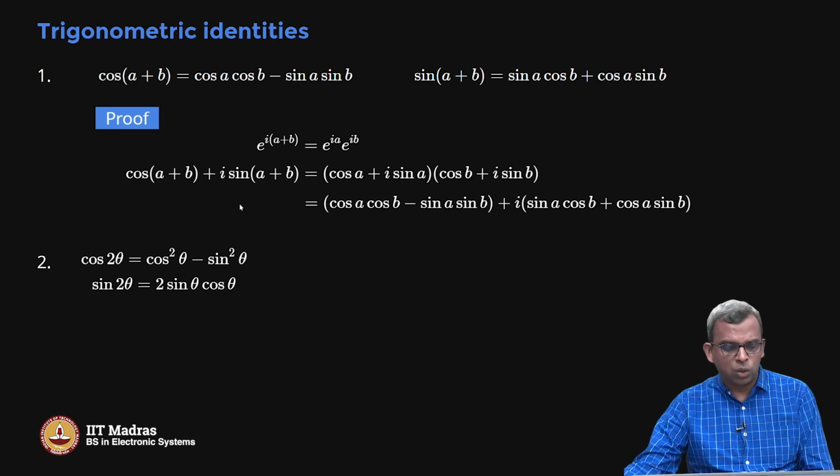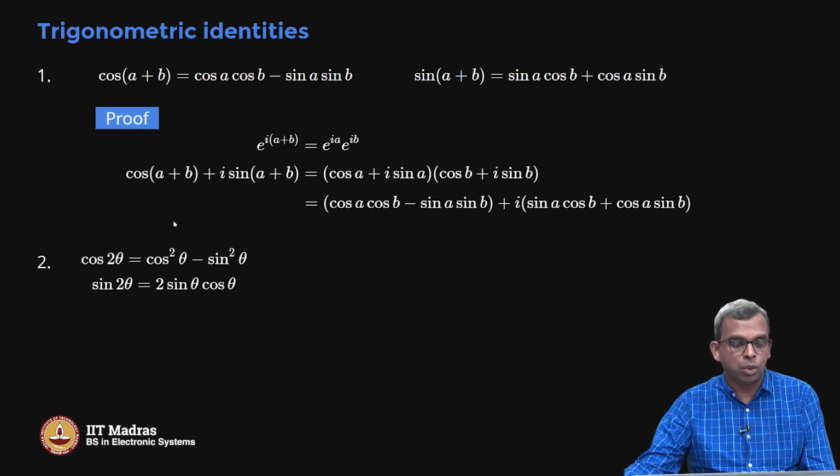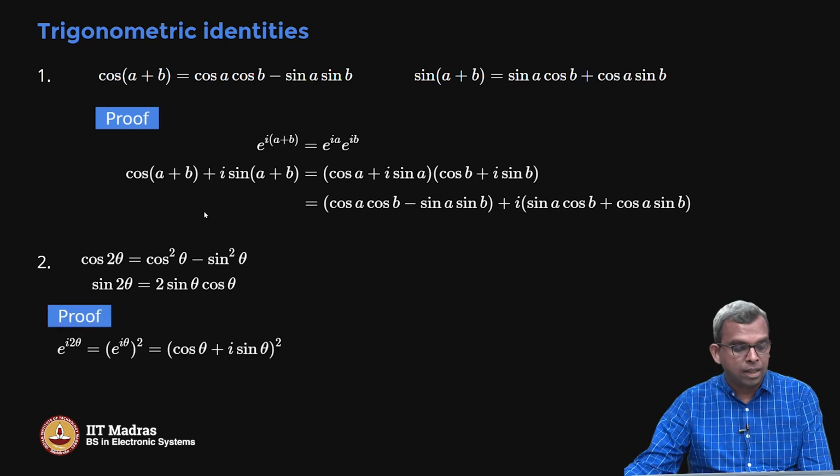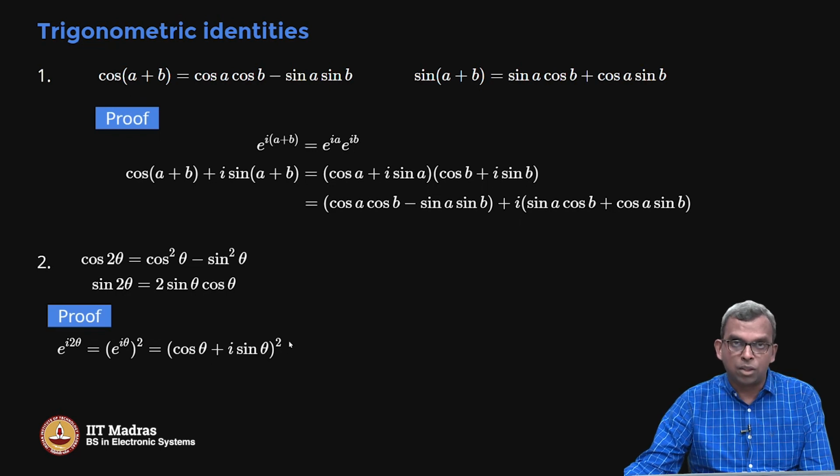Okay, so you can also do other things like cos 2 theta and sin 2 theta. These are formulae that you learn very quickly, and that's just e power i into 2 theta, which is (e power i theta) squared, (cos theta plus i sin theta) squared. I'm not going to go into detail here. You can just square this term by term and the real part will become cos square theta minus sin square theta. The imaginary part will be 2 sin theta cos theta.